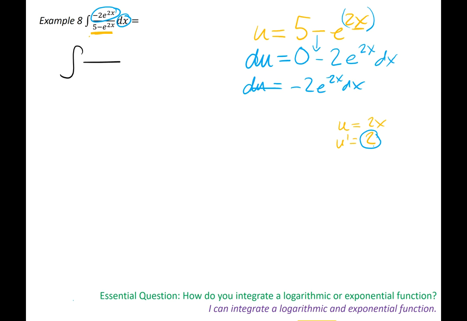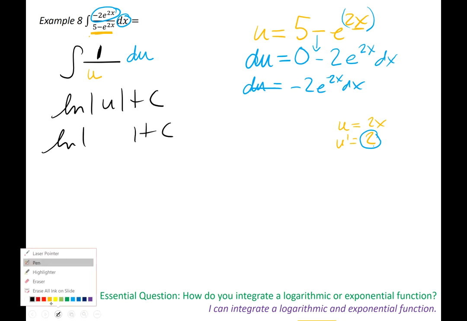So I'm going to substitute in. My u is the 5 minus e to the 2x. And then my du is the negative 2 e to the 2x dx. Again, nothing in the numerator, so I'm just going to put a 1, and I'm ready to integrate. When I integrate 1 over u, I get natural log absolute value of u plus c. And then I need to substitute in the u value. And that's it.